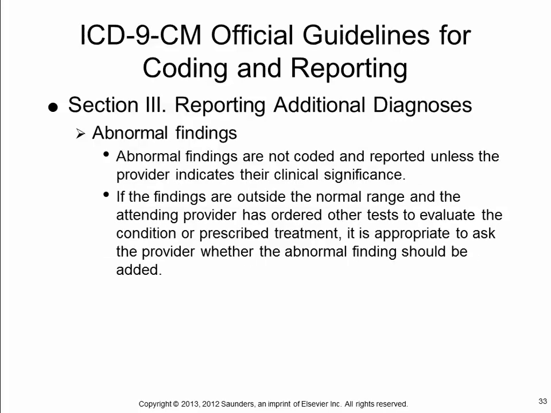Abnormal findings. This is one that you will very often see in your records. If you were to look at my record at any given time, you would find that my white count is high in my blood. That is an abnormal finding. However, my white count is always high. I always run a low-grade fever. That is not something that we would report.